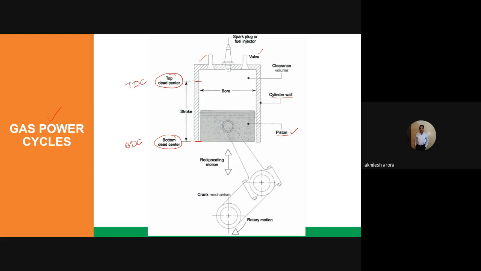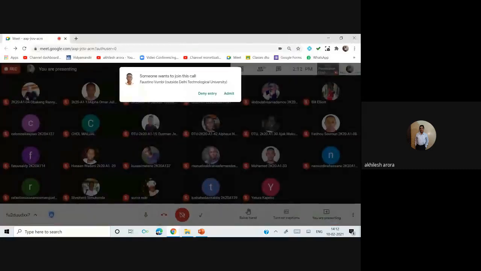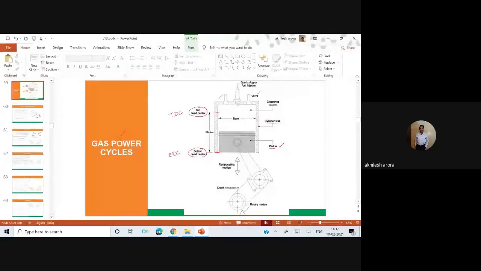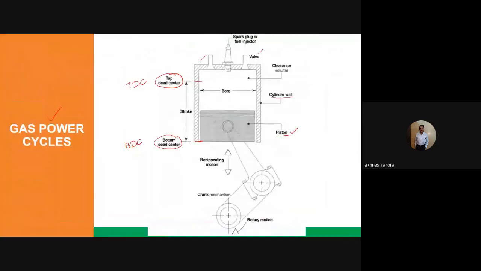denoted as TDC. This is the bore of the cylinder. Bore means diameter. This is basically a cylindrical shape, so this is a cylinder. We have been talking most of the time about a piston cylinder arrangement, and the same is shown here. And as I have told you, there are two valves.